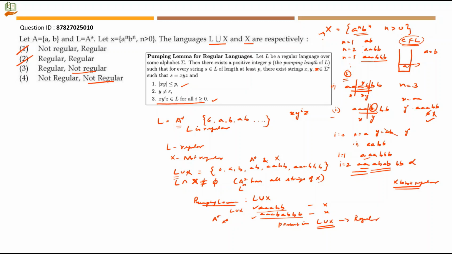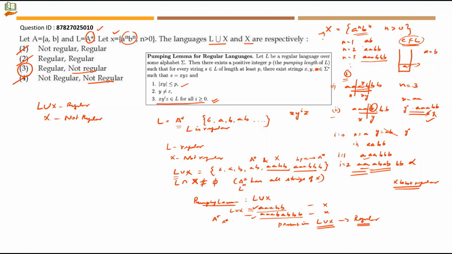So not regular is rejected here. Option 3, L union X is regular but X is not regular, will be the right answer. So generally if L is regular and X is regular, we need not even check this. We can say L union X is also regular. But in our case, one is regular and another is not regular. So in that case, all these strings given by X are acceptable in A star. Keeping that in mind, we mark the union of L and X to be regular.